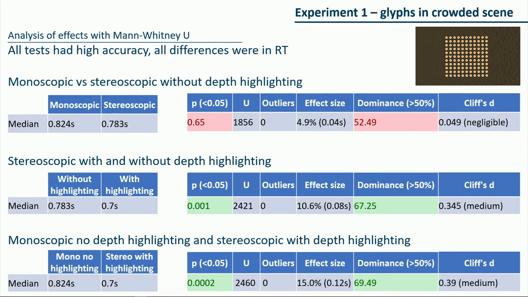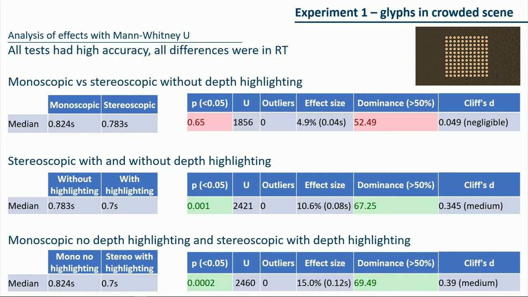So these are the results from experiment 1. For various reasons, we're using non-parametric tests for this, the Mann-Whitney-U test. So the first line is the comparison of the monoscopic versus the stereoscopic view of this grid of glyphs. There's no significant difference in people's ability to identify the target glyph here, and there's a negligible effect in this trial. So stereo versus mono, it's just as fast.